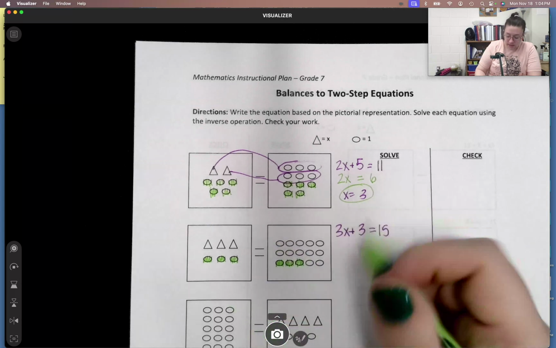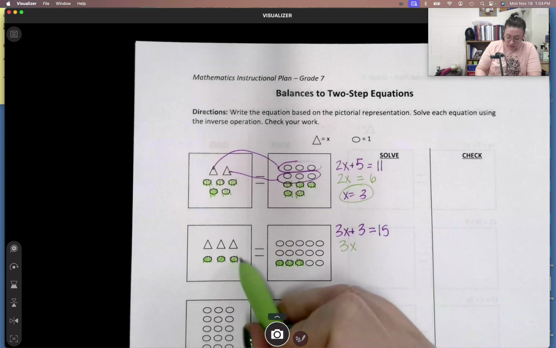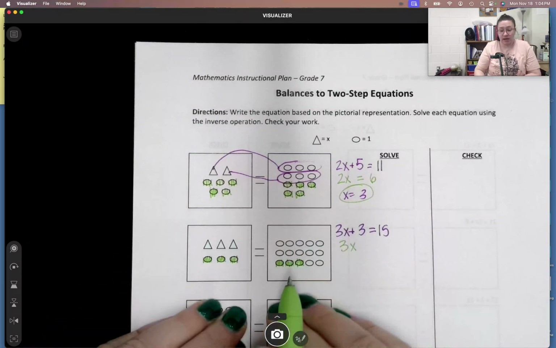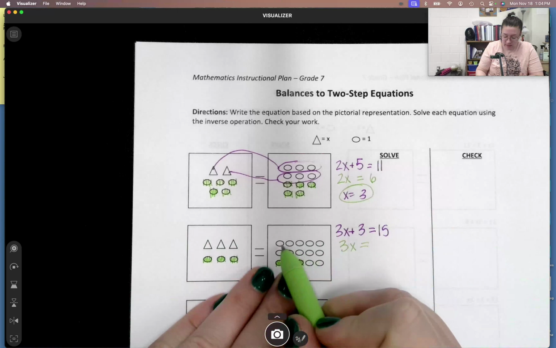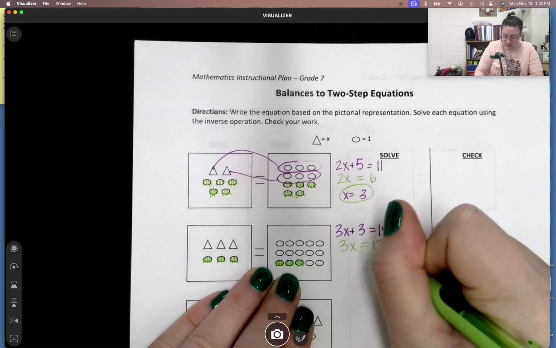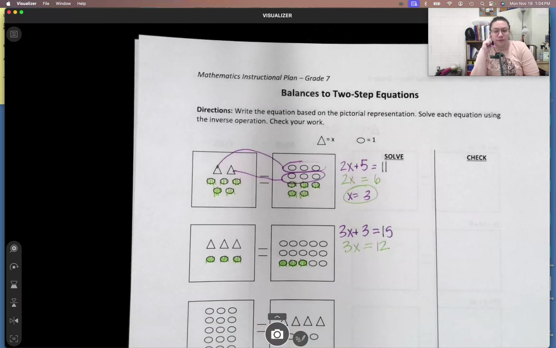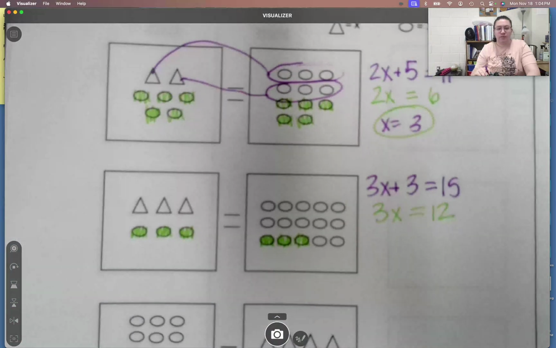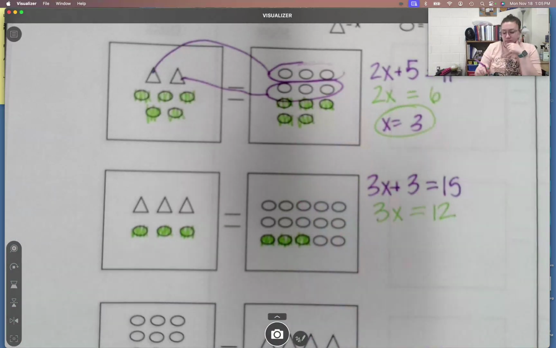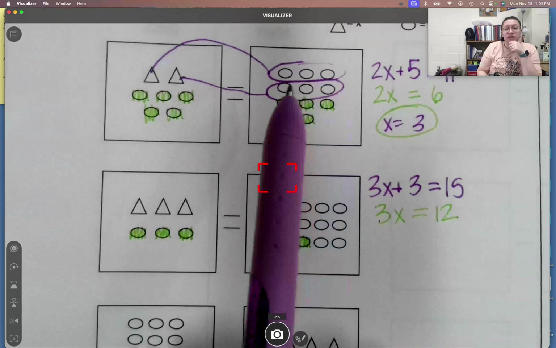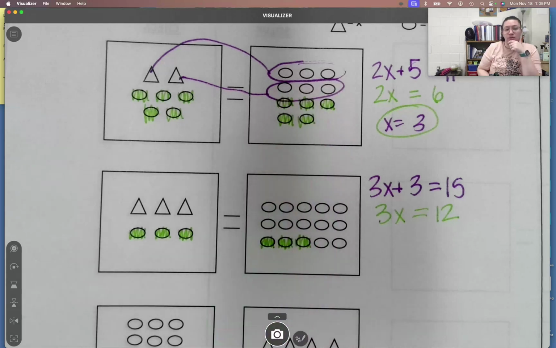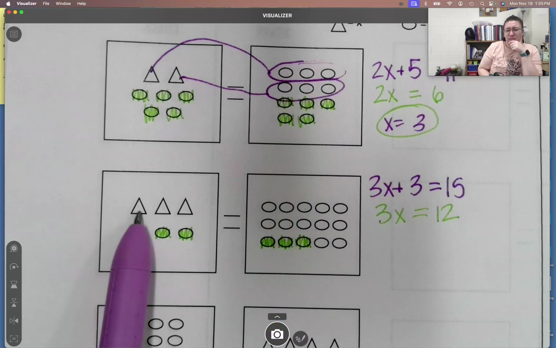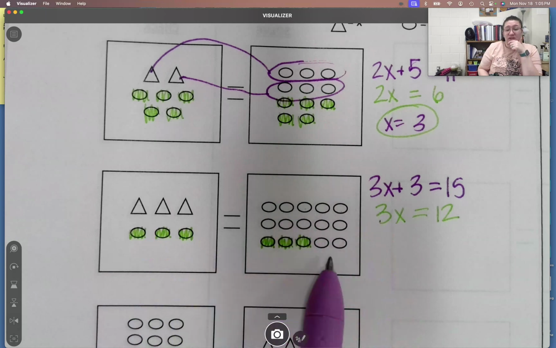I still have 3 x's. But those 3 are gone now. I took them away from both sides. And over here I have left 1, 2, 3, 4, 5, 10, 11, 12. So now we're at 3x equals 12. Let me zoom in for this part. So in our first question, it was really easy to see where these 2 groups were and how many were in each group. I need to make 3 groups over here, but it is not pretty. It is not easy for me to see.